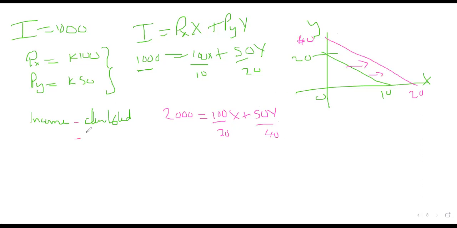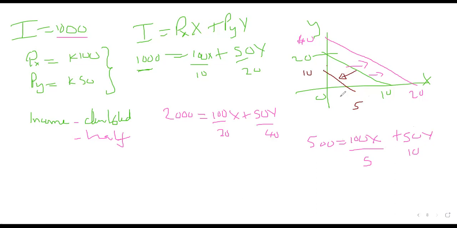Suppose income halved, it reduced by half. So our income equation goes from 1,000 to 500. So here we have 500 is equal to 100X plus 50Y. So 100 into 500, what do we get? We get 5. 50 into 500, we get 10. So what happens in this case? There'll be a shift inward. It will shrink from 20 to 10, from 10 to 5. This is because the income has reduced.